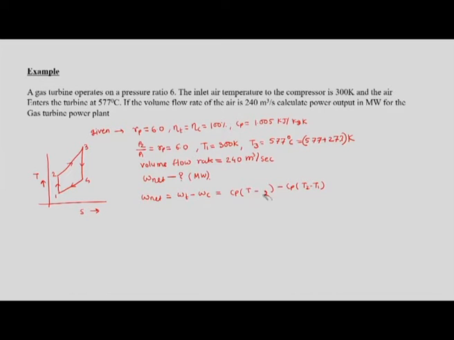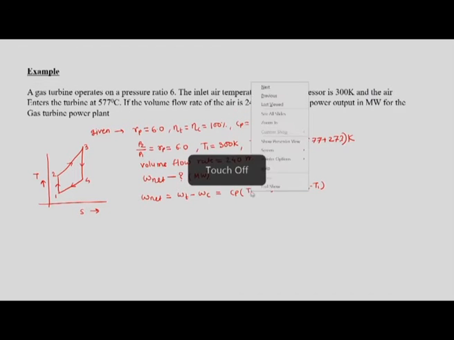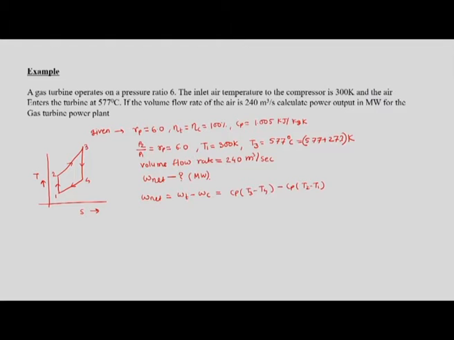Turbine work is Cp into T3 minus T4, and compressor work is Cp into T2 minus T1. We don't know T4 and we don't know T2, but we know T2 by T1 is Rp raised to gamma minus 1 upon gamma. We know Rp, we know T1, so we can find T2. T2 is equal to T1 into Rp bracket raised to gamma minus 1 upon gamma. Since we are told it is air, gamma is 1.4. So now T2 is known to us.